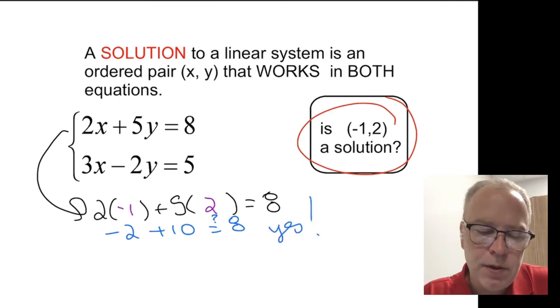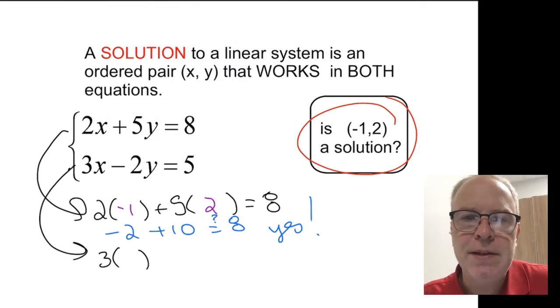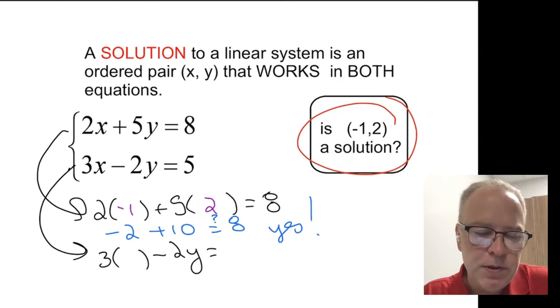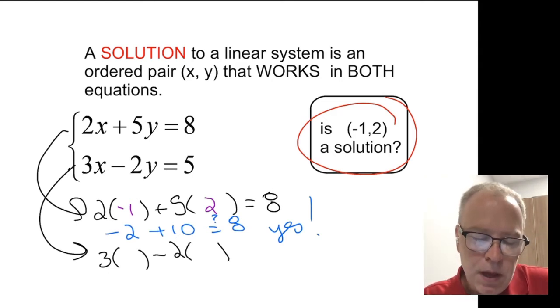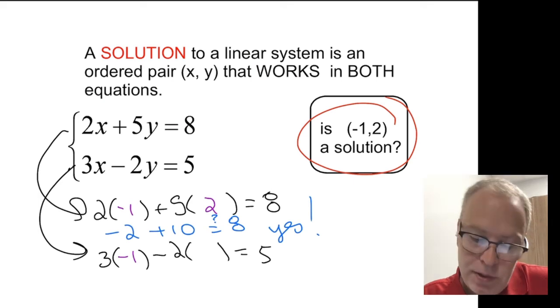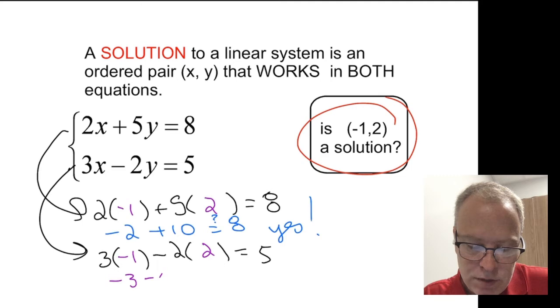So that's awesome. So let's go back to our black color because I'm going to recopy this, but I'm going to put my input spots there with big fat parentheses waiting for a number. And minus 2y equals, oops, not a y. We don't want to put a y there. See, I just said big fat parenthesis equals 5. So now I'm going to put that -1 and put that 2 in there, and let's see if it works. -3 minus 4. Does that equal 5?